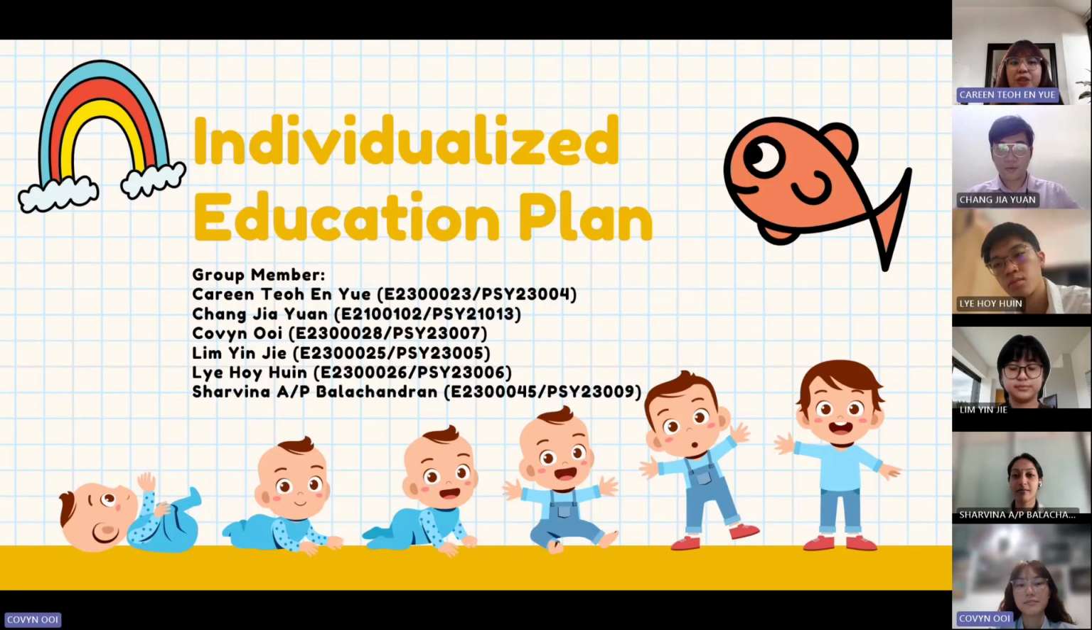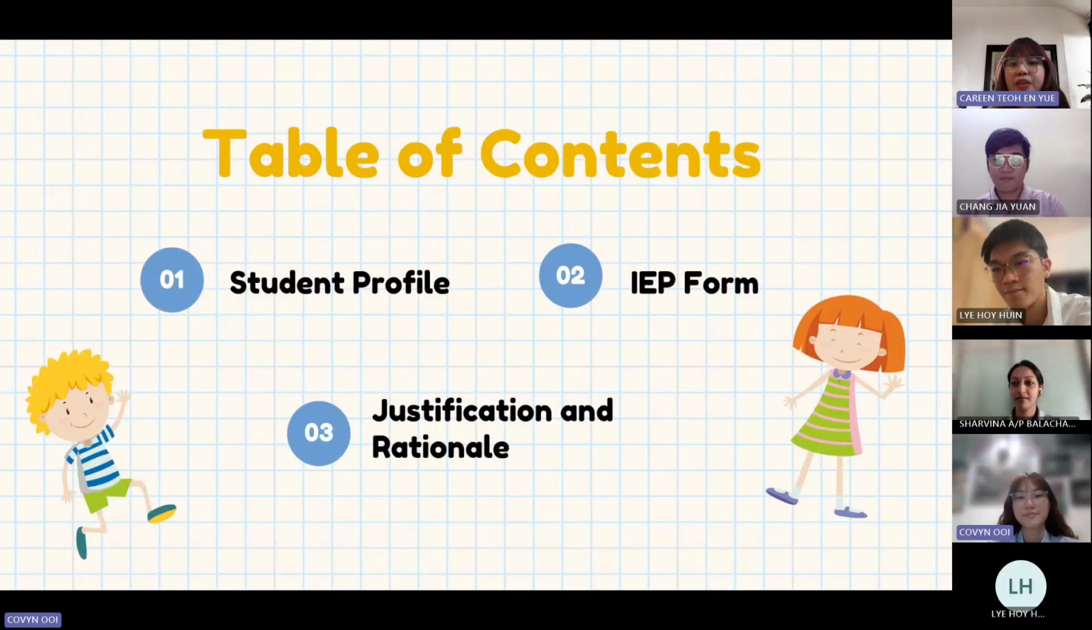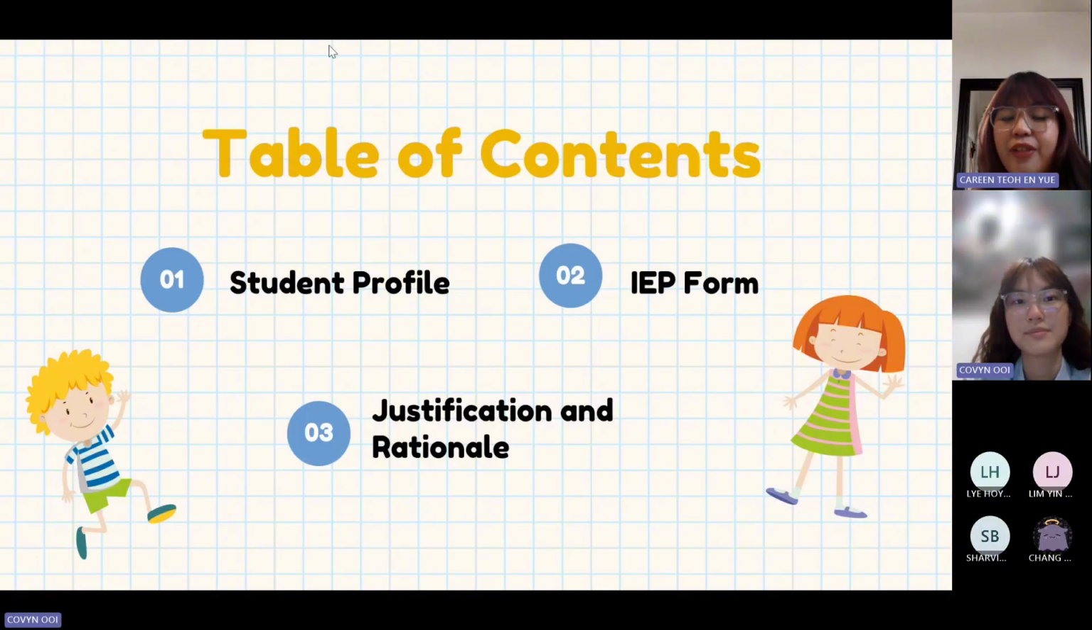A very good morning. Today our group will be presenting an individualized education plan, IEP, designed for special needs kids. Now I'll introduce my group members. I'm Karen. This is Jiayuan, Kovin, Inje, Hui, and Shabina. Today our presentation will be separated into three main parts: student profile, IEP form, justification and rationale.